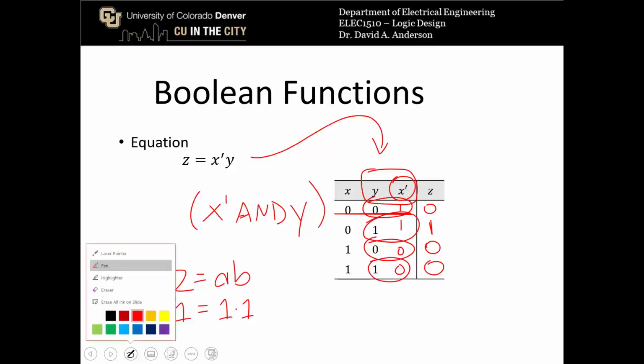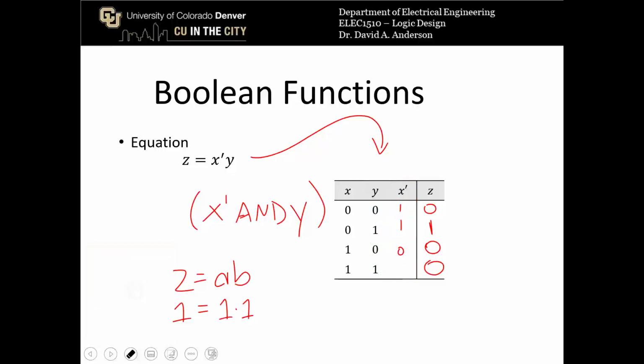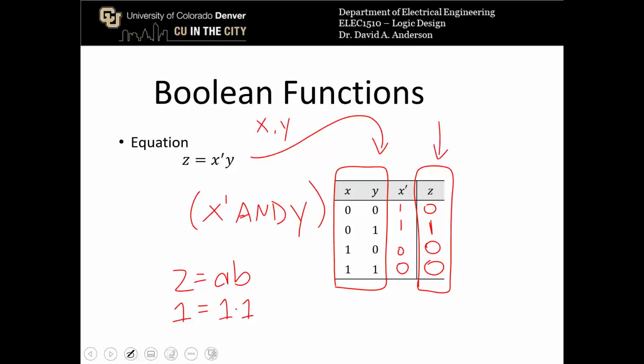So now let me erase all of that. And now we can look at our set of inputs, x and y, and our output, z, and see that, well, for these inputs, we have the input variables x and y, and for the function where we manipulate those in x prime and y, the output z looks like this.